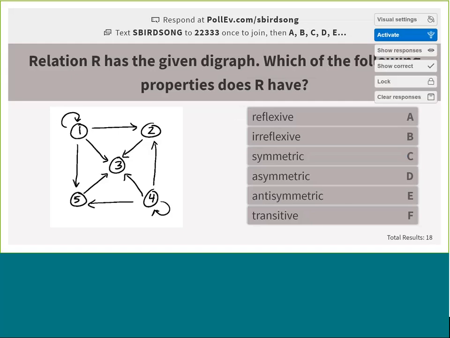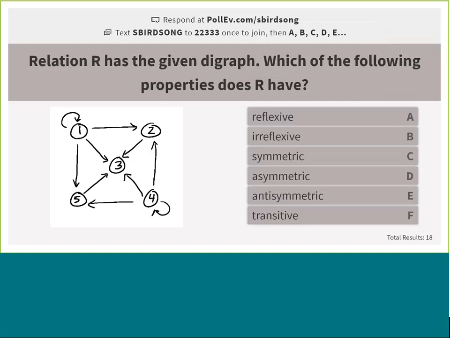Okay. So first of all, let's check in terms of reflexive. It's not going to be reflexive because you've got at least one of your vertices here that has no loop. It's not going to be irreflexive because you do have at least one vertex with a loop. So anytime you have this situation where one of your vertices has a loop and one of your vertices doesn't have a loop, you're going to be neither reflexive nor irreflexive, so both of those would be gone.